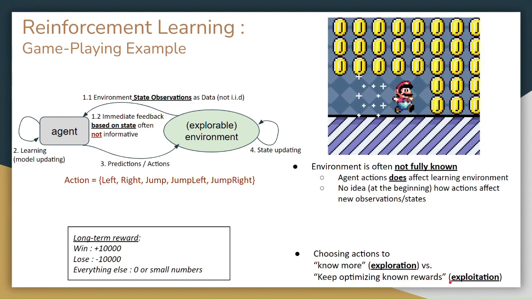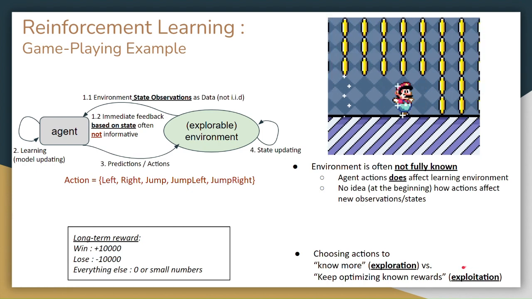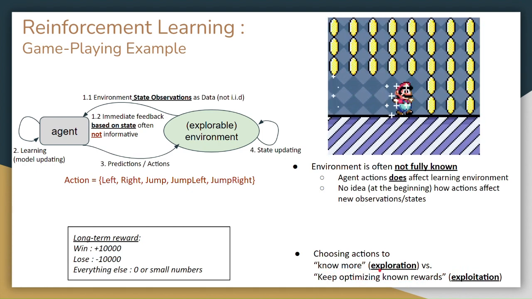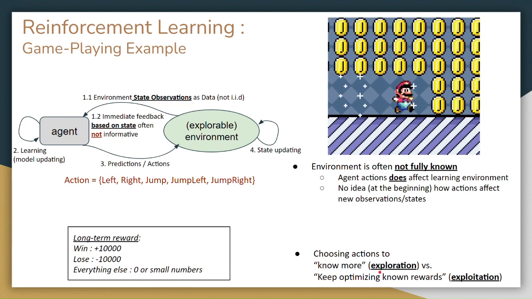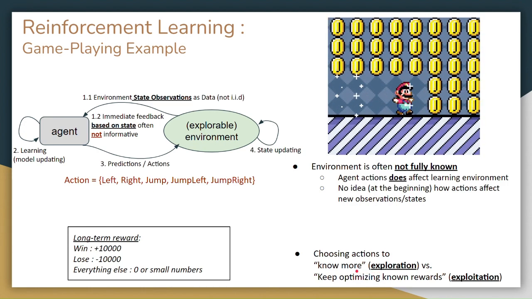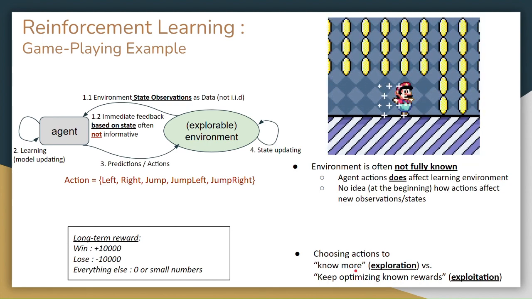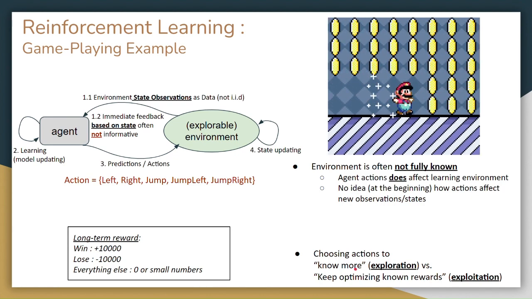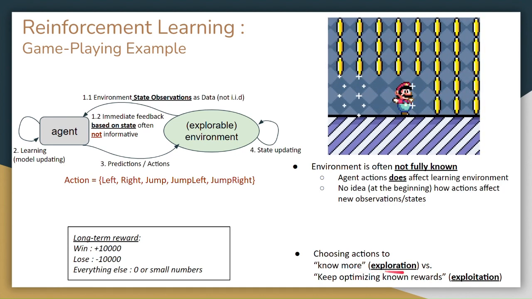It can keep optimizing known rewards, playing the same thing and winning the game. This is called exploitation. But it can also try something new, right? Make some random action sometimes. Most of the time it's not good, but sometimes it can lead to a new discovery. Sometimes that new discovery leads to winning with an even bigger reward. So this is called exploration.